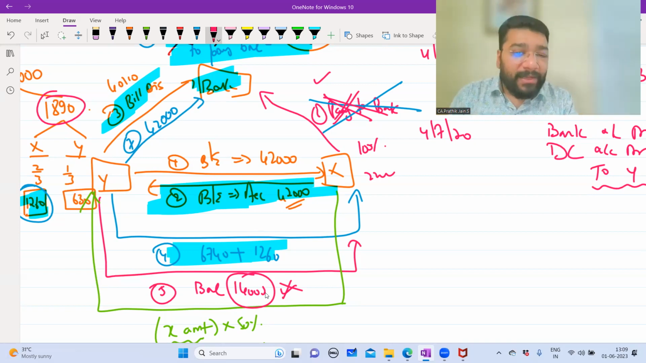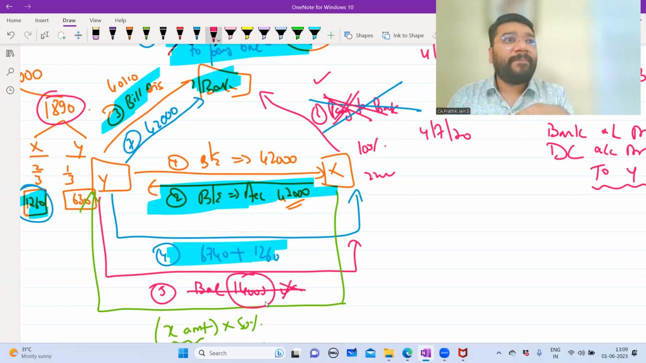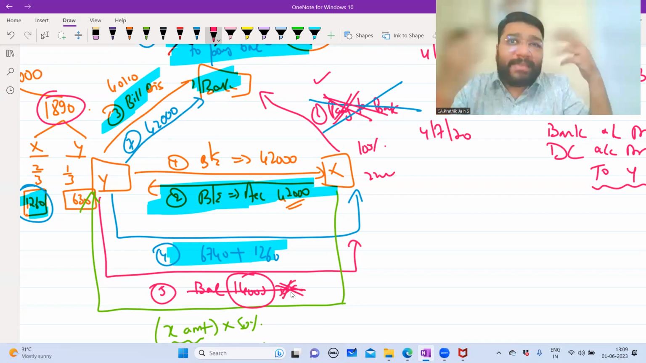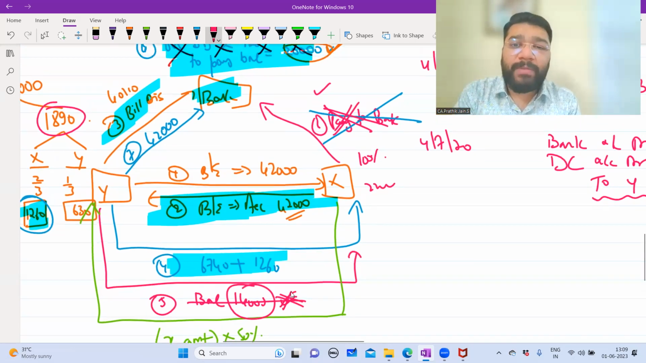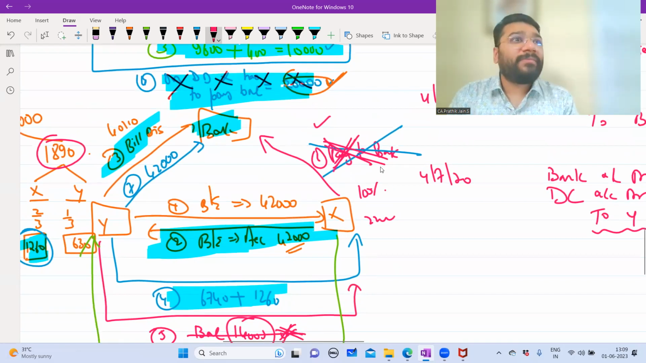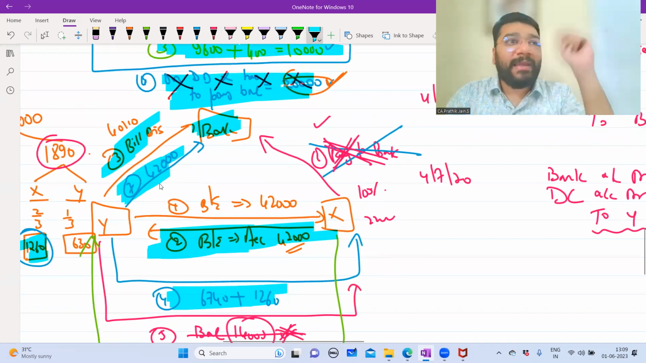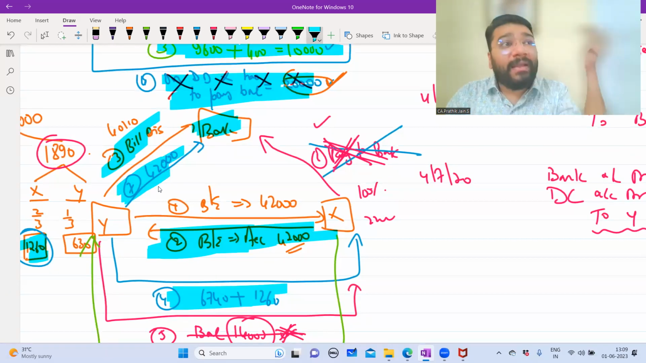So do you think Y will give this 14,000 rupees to X, believing that he'll make the payment to banker? No. So he will not give this money. So this transaction not happening. Now since X has not got any money, obviously he will not make any payment to banker. So banker will run and get this money from whom? Y. 42,000 banker will take from Y. Now Y will in return fight and take money from whom? X. So we have to pass the fighting entry.